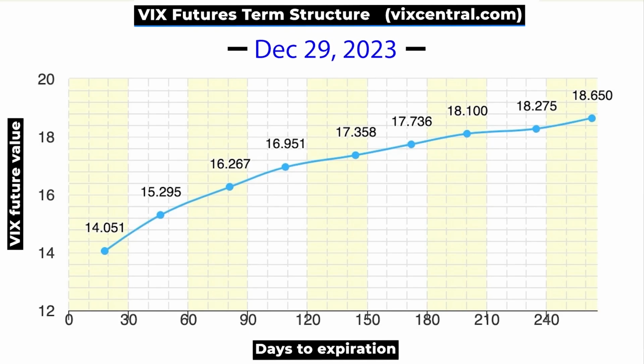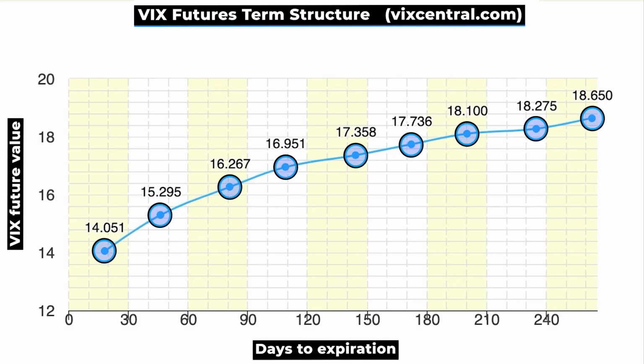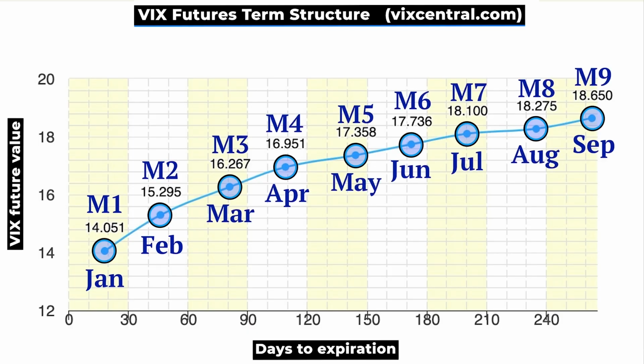So the example we're going to use for this is for December 29th, 2023. What we're looking at here are all the VIX futures prices for each month, starting with that first one in January, which we will call M1 for month 1. And then each dot further out is the next monthly VIX future price. So we've got M2 for February, M3 for March, and these go all the way out to September.